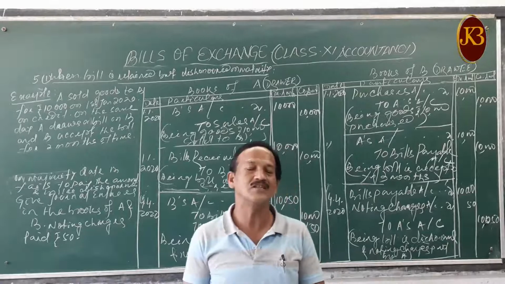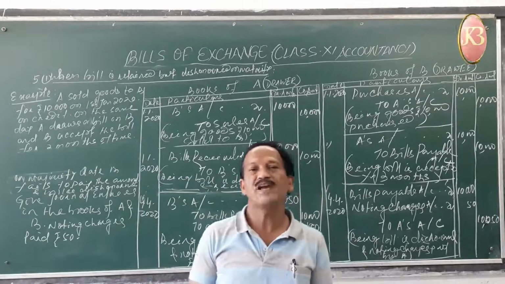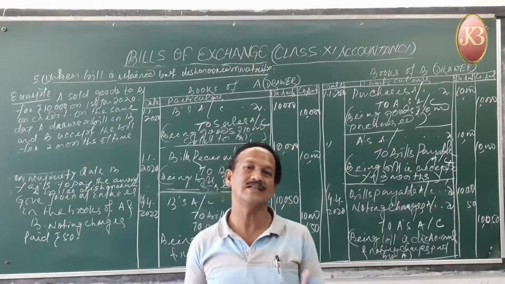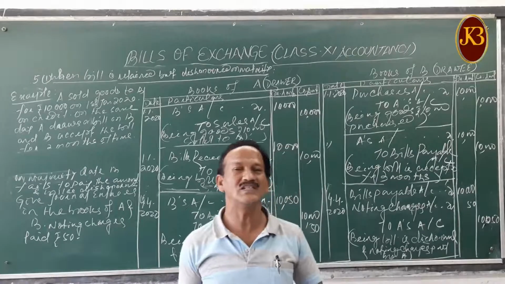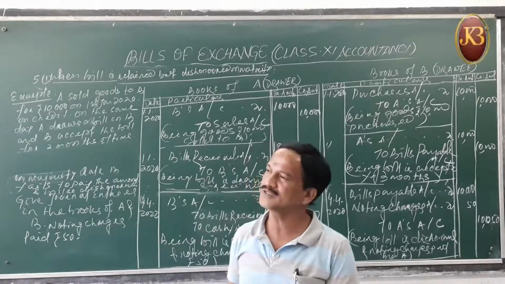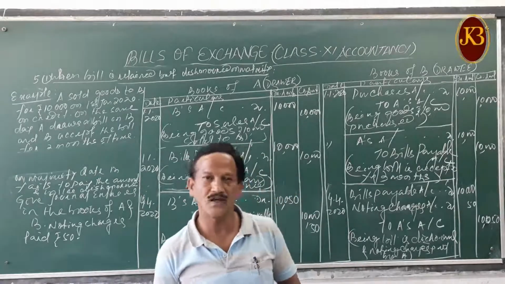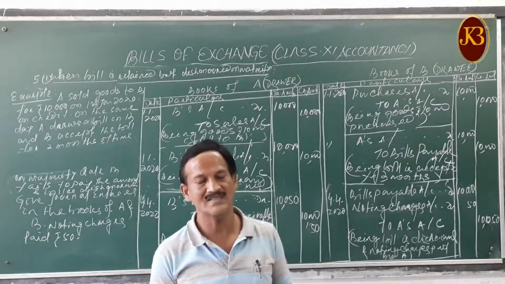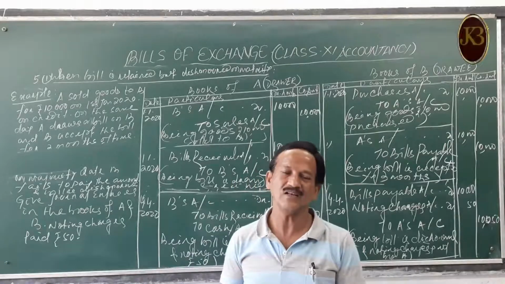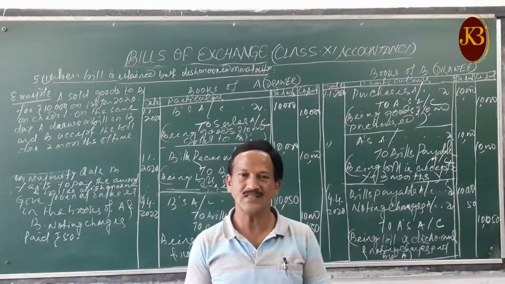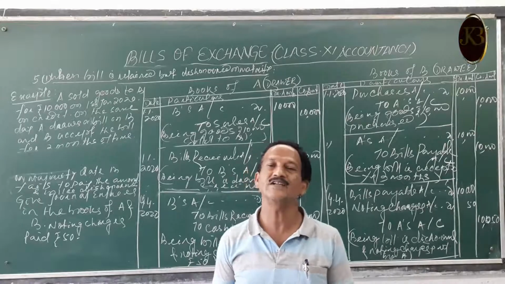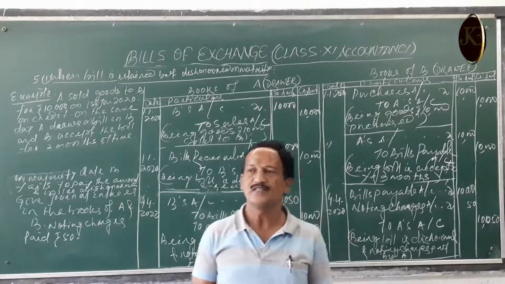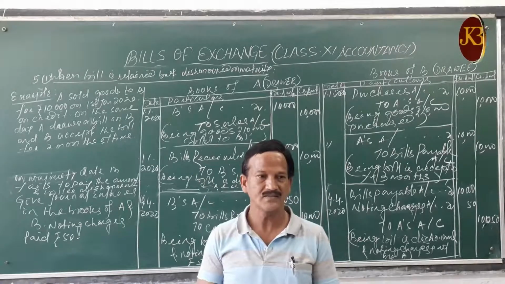That means dishonor means what? When the drawee fails to make the payment of the bill on the date of maturity, then the bill is dishonored. Just like when we issue a check but we don't have sufficient amount in our account, the check is dishonored. The check is bounced back. Likewise, when the drawee accepts the bill but cannot honor the bill amount on the date of maturity, the bill is said to be dishonored.